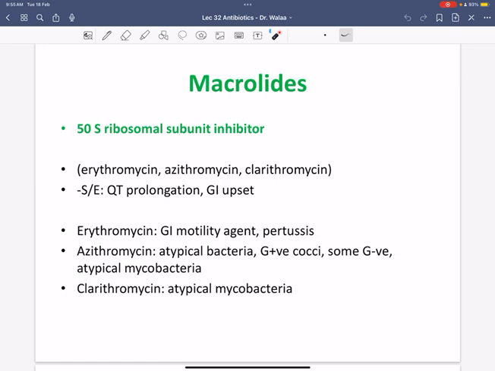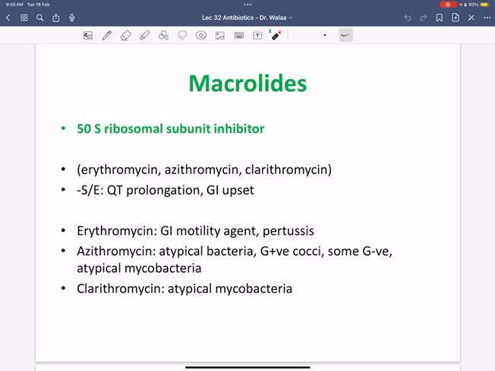Significant side effects that you have to be vigilant about: QT prolongation and significant GI upset. Besides their use as antimicrobials, they are used as prokinetics. What does prokinetic mean? To increase the GI motility to enhance gastric emptying.